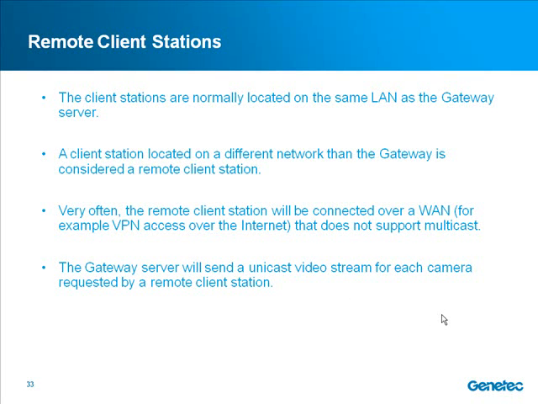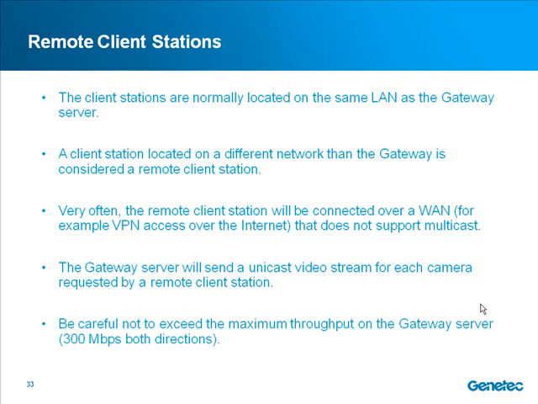The gateway server will send a Unicast video stream for each camera requested by the remote client station. Again, we'll want to make sure that we don't exceed the maximum throughput on the gateway server of 300 megabits per second total.